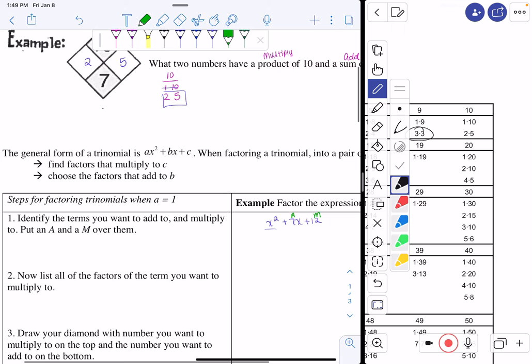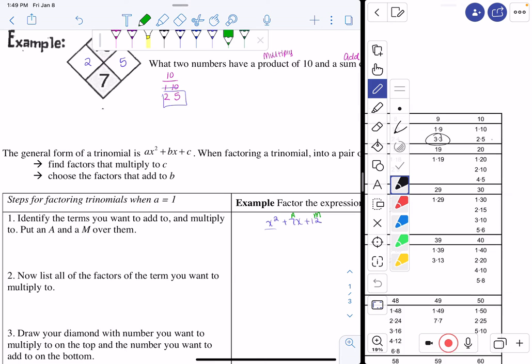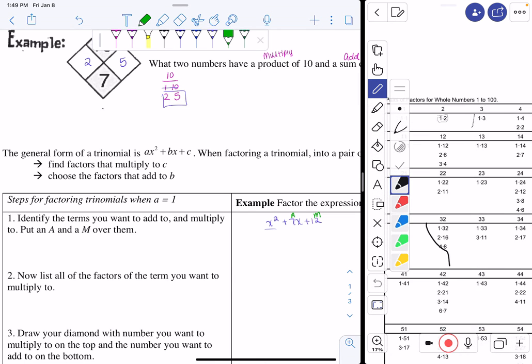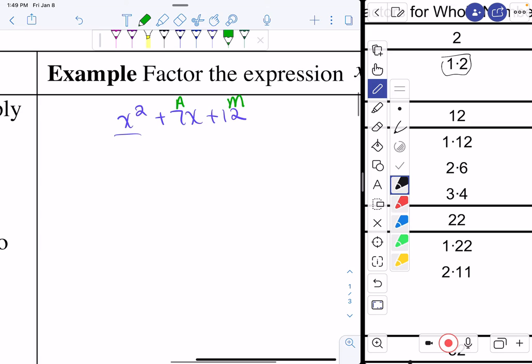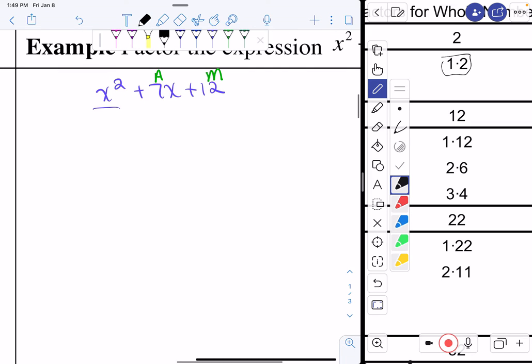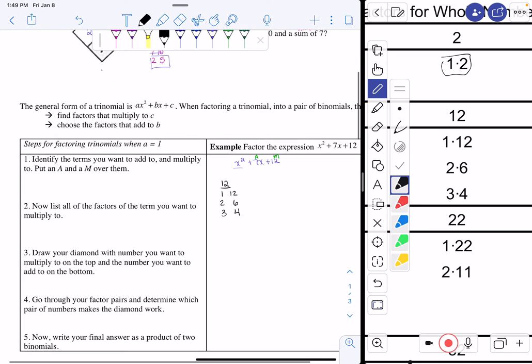Step 2, now list all the factors of the term that you want to multiply to. So I want to multiply to a 12. So I'm going to go to the number 12, and I'm going to rewrite what I want to multiply to. So I write 12, and it's 1 and 12, 2 and 6, and 3 and 4. That's all you do right now.